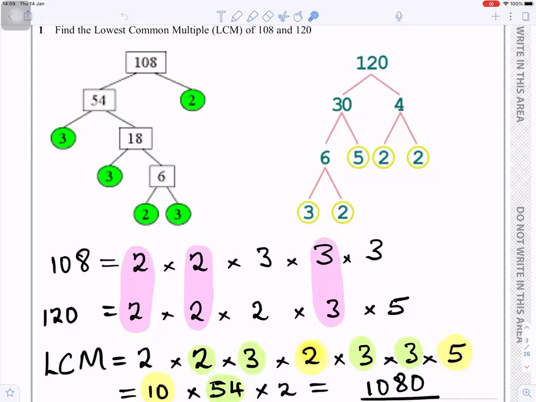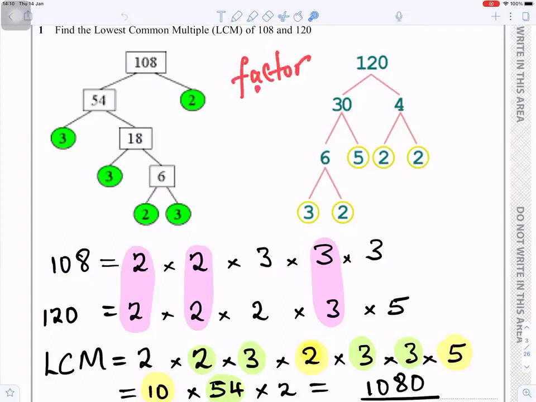So you can break down 108 by doing a factor tree. 108 is 54 times 2, and we circle the 2 because it's a prime number. 54 is 3 times 18. We circle the 3, it's a prime number. 18 is 3 times 6, and 6 is 2 times 3. So we circle all the prime numbers. So 108 is the same as 2 times 2 times 3 times 3 times 3.